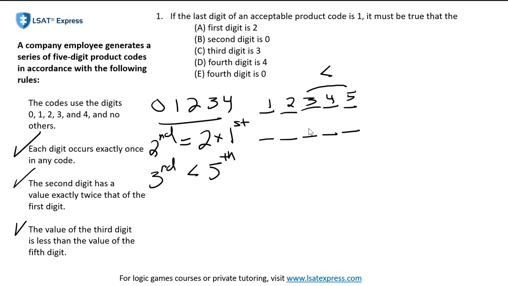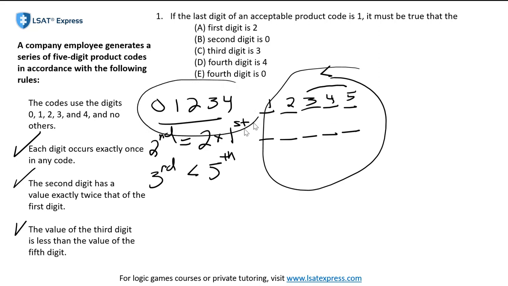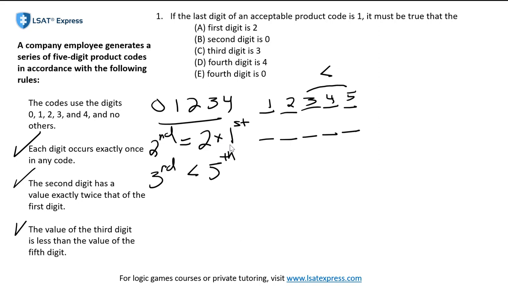The hardest part of this logic game, quite honestly, is distinguishing at all times between which slot you're in, 1 through 5, and which digit you're using, 0 through 4. It's easy to mistake the two. So that's always step 1. Write out your rules in a nice, concise way.